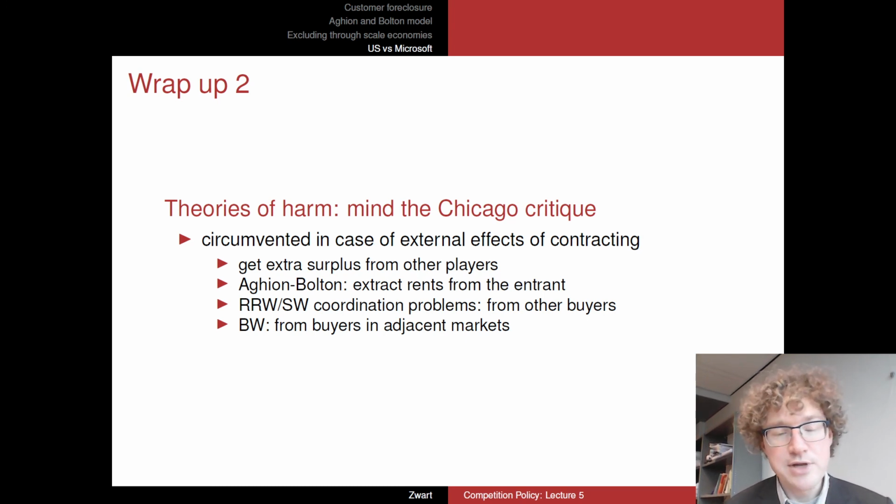So that's for today. That was customer foreclosure. Next time we'll have a look at tying behavior, which again is related to the Microsoft case, the US versus Microsoft case that we looked at here in Bernheim-Whinston. So again, read this paper by Whinston from 2004, which describes both this Bernheim-Whinston model and other exclusive contract models, but also looks at the tying effect in this particular case, which also plays a role there.